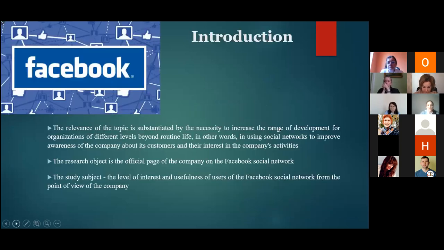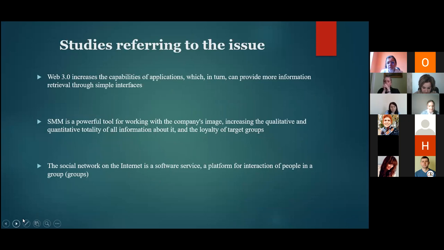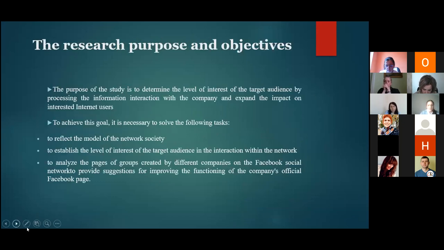The research object is the official page of the company on the Facebook social network. A combination of semantic marking and web services, a phenomenon of social network is considered. Taking into account social media marketing, customers' company reviews can be both positive and negative, and attempts to influence them can be even more detrimental to the company's reputation and site.